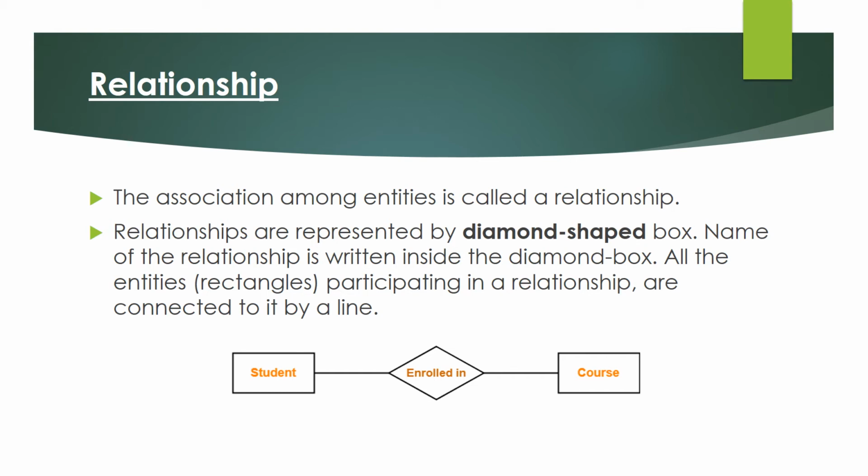For example, in this figure also you can see that student and course, they are connected to each other with the help of this relationship called enrolled in. This shows that this particular student is enrolled for a particular course. So this is how the relationship shows the link between both the entities.